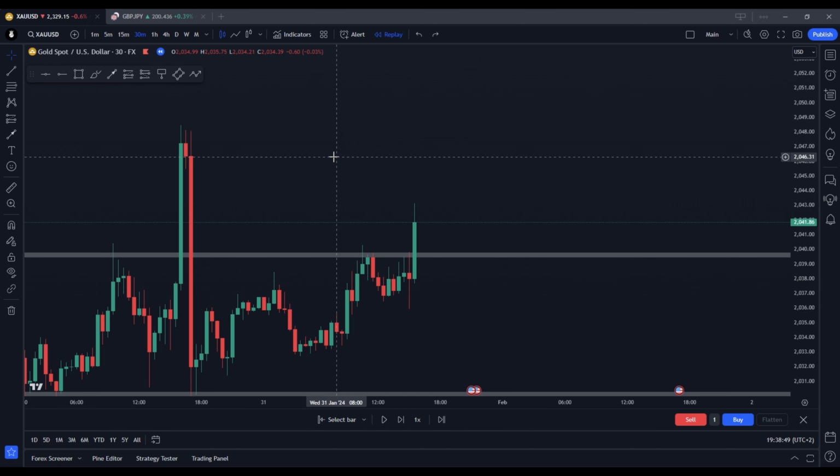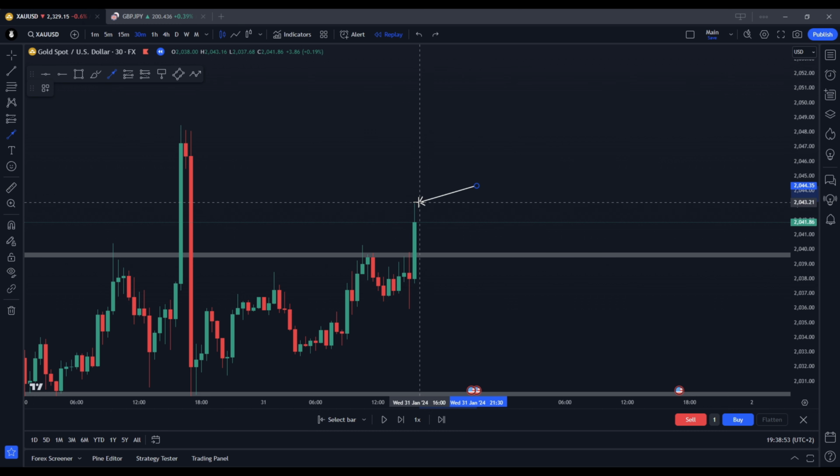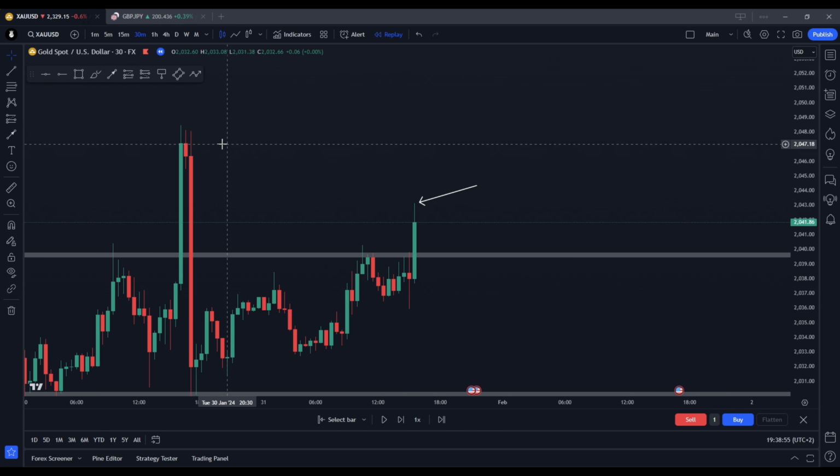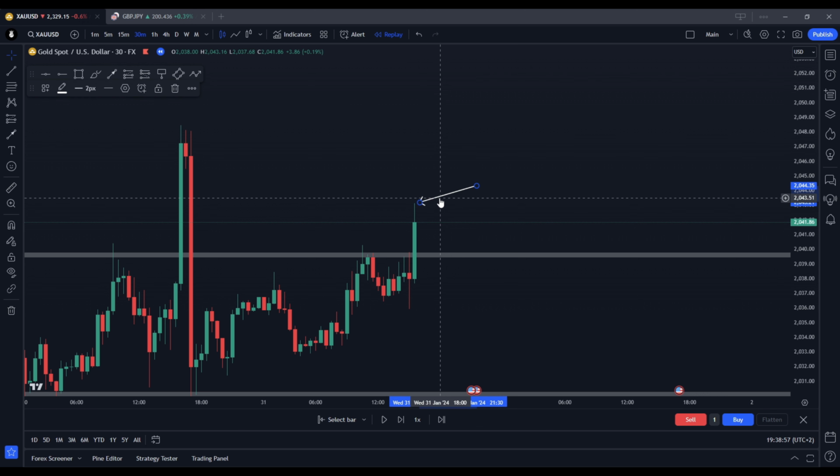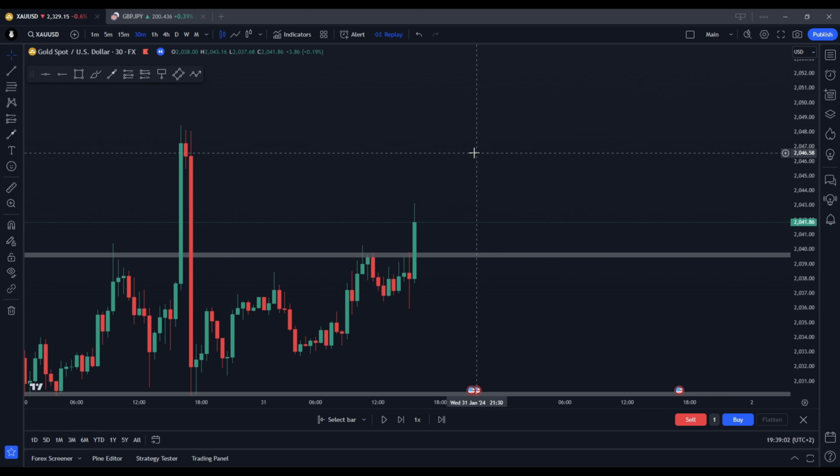Now that's 12 extra pips. So if we were going to take a standard type B, we would be taking it at the break of this 30-minute candle high. We can't be doing that because then it would add 15 pips, number one, to our stop loss and remove 15 pips from what our potential take profit could be.